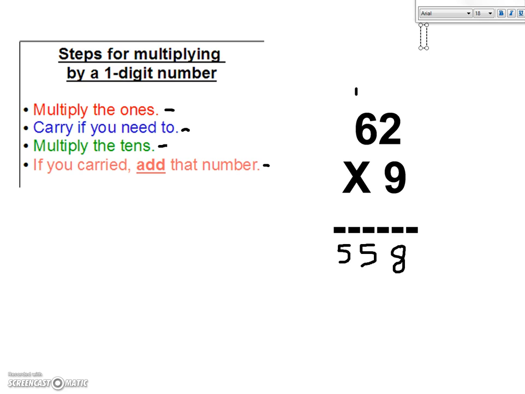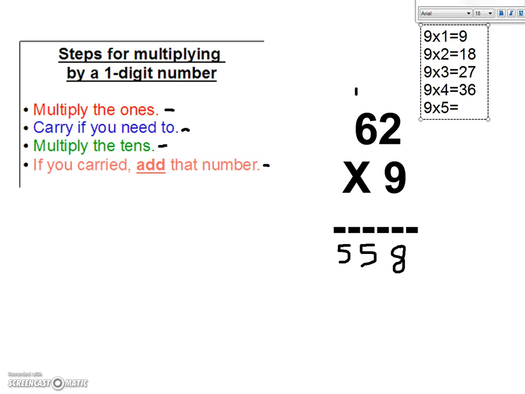What you do, for instance, if you don't know your nines tables, you would write 9 times 1 equals 9. Everyone knows that one. And then you just write them out by adding 9. 9 plus 9 is 18. 9 times 3 equals 27. 9 times 4 equals 36. 9 times 5 equals 45. 9 times 6 equals 54. 9 times 7 equals 63. 9 times 8 equals 72. And 9 times 9 equals 81. And you just get these numbers by adding 9.